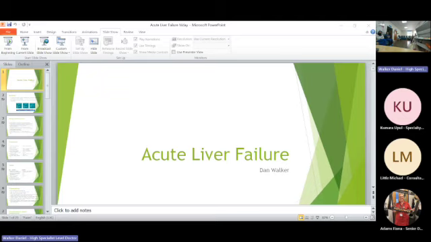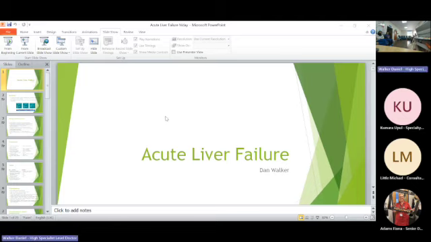So what is acute liver failure? Well, obviously it's acute. That's the first thing. And it's in an otherwise healthy liver, so that's what differentiates it from acute on chronic liver impairment. It's a previously healthy liver, and it's essentially defined as jaundice, coagulopathy, encephalopathy, occurring within 28 weeks.